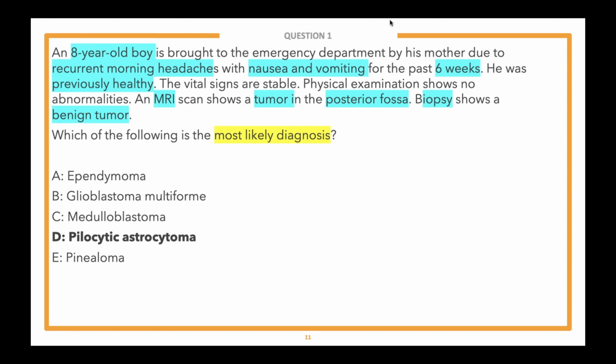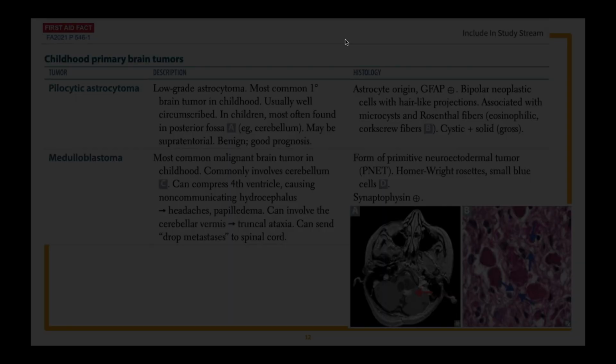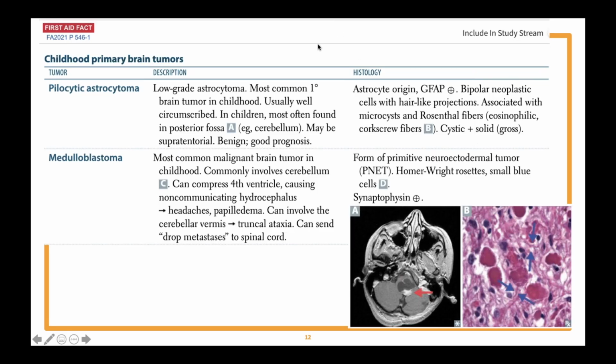Okay. And on the next slide, Sean has gone ahead and pulled up a table on childhood primary brain tumors. We can see for pilocytic astrocytoma, it's the most common primary brain tumor in childhood. In children, it is most often found in the posterior fossa, like in our patient. It is also benign. They told us the biopsy findings suggested a benign tumor. Okay. You can see there in that image finding in letter choice A that mass is a posterior fossa mass, and there's that red arrow pointing to it in that image.